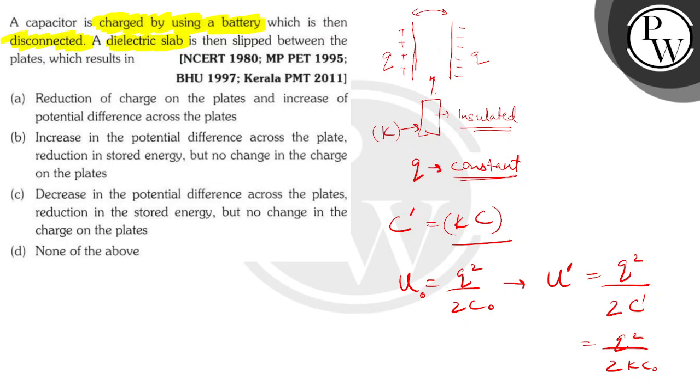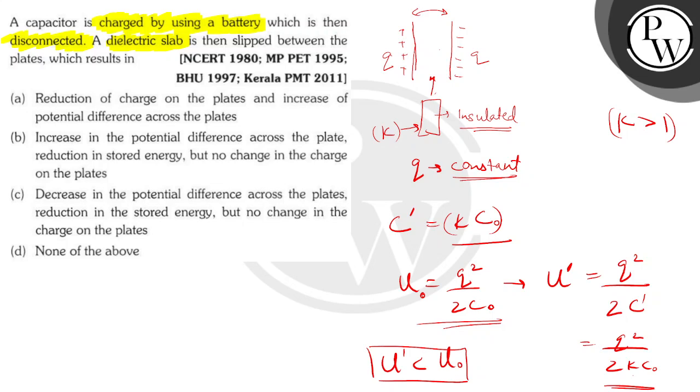As you can see, initially it was Q square by 2 C naught, now it is Q square by 2 K C naught, and K is greater than 1 for any dielectric slab. So U dash is going to be less than U naught. This is the first inference.